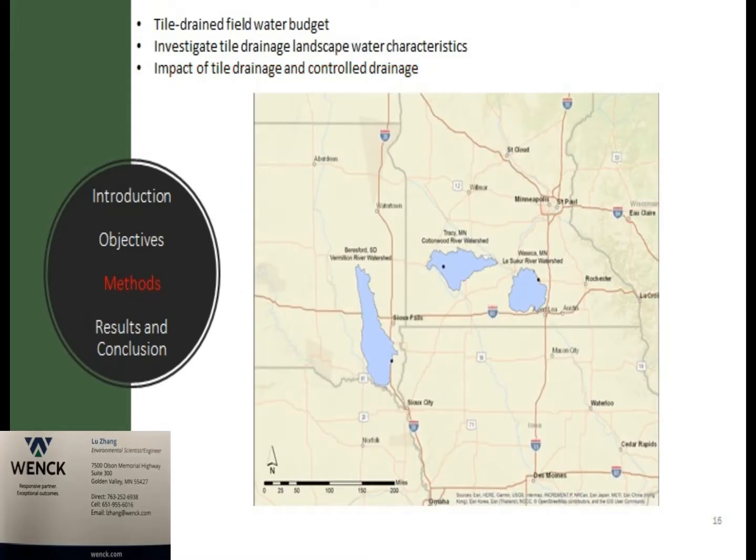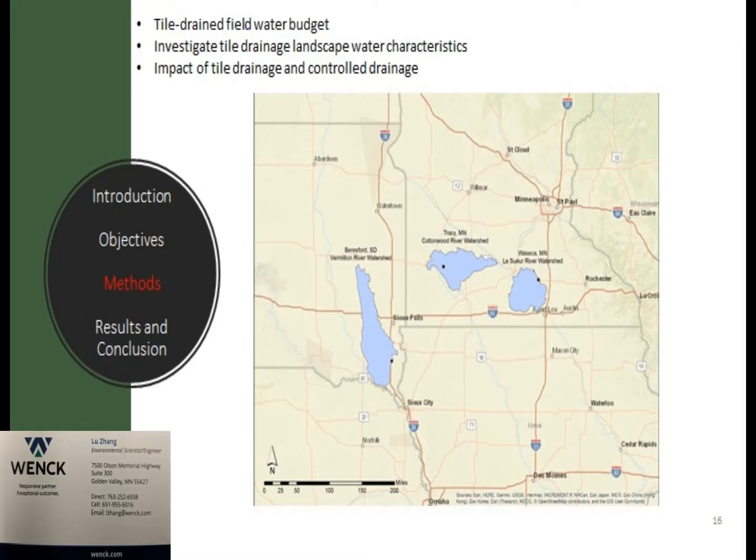So to start with, as part of the method and to start with the results, we can talk about our study areas. We have 3 sites. One is Beardsford, South Dakota, in the Vermilion River watershed. The center one is Tracy, Minnesota, in the Conway River watershed. And Waseca, in the Stewart River watershed.